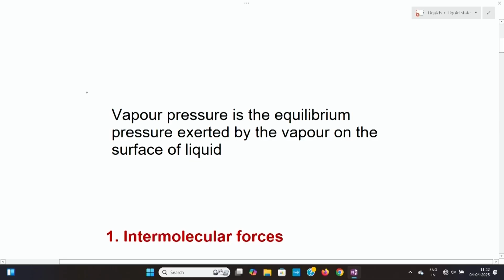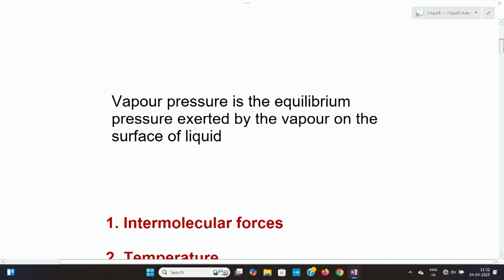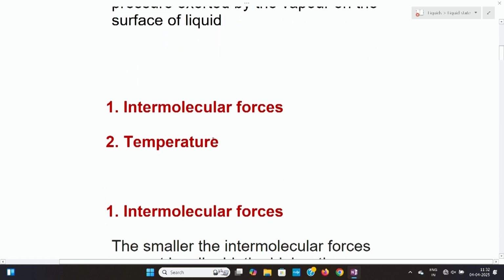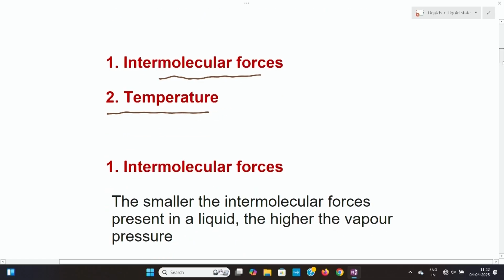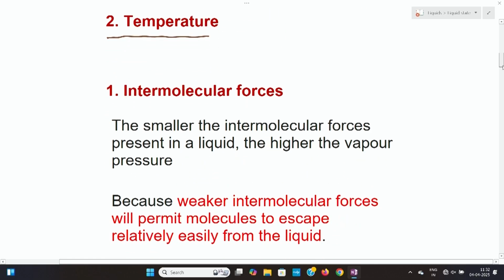The factors are, one is intermolecular forces and the second one is temperature. These are the two factors which affect the vapor pressure of the liquid. Now, let us see each factor one by one.